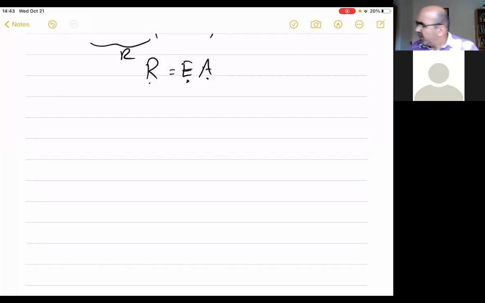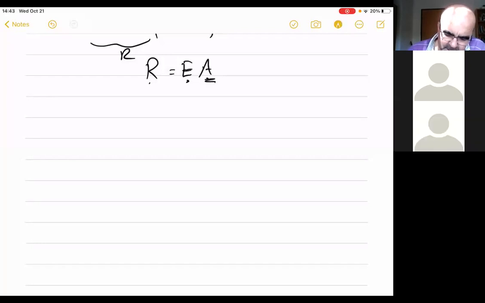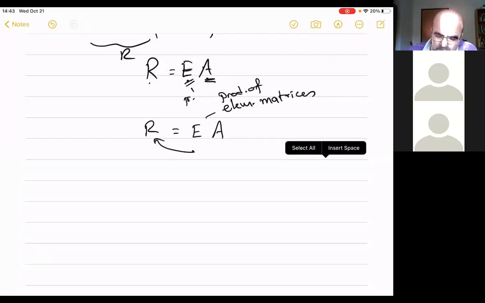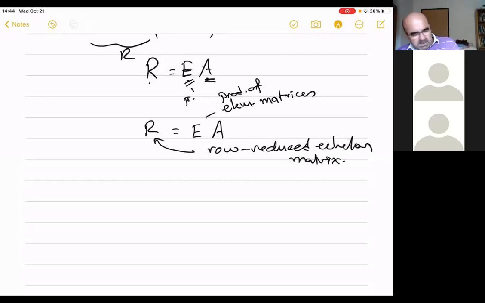Okay, let's see. What do we have? We started with a matrix A. In general, given a matrix A, we can multiply it by a product of elementary matrices E, and the result is either the echelon form or the row reduced echelon matrix. So we can write it like this.